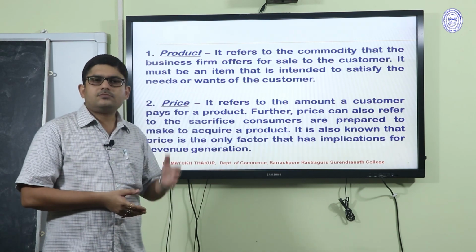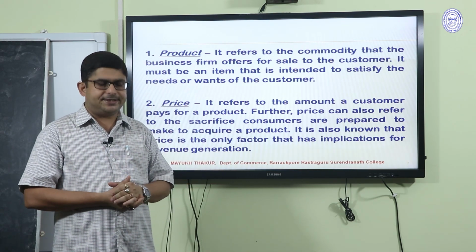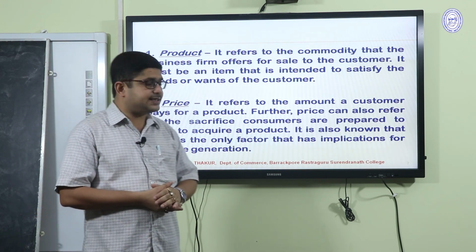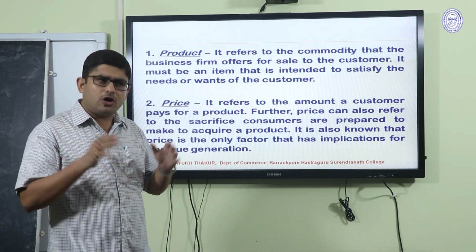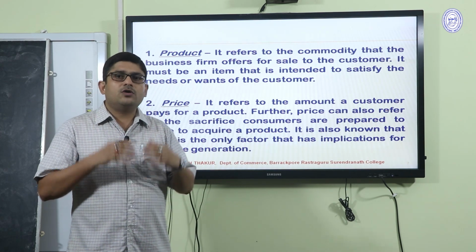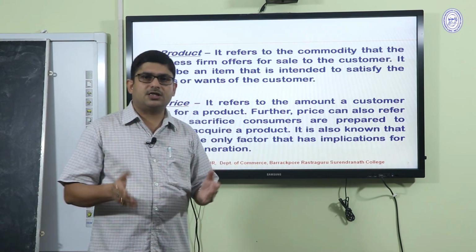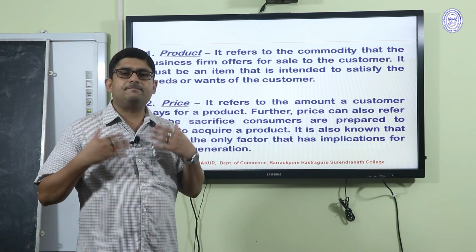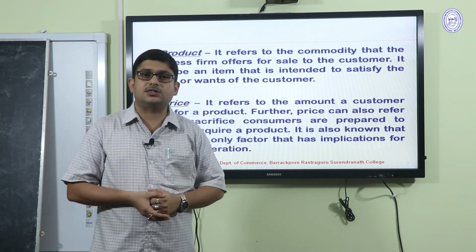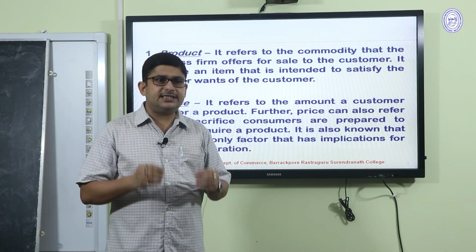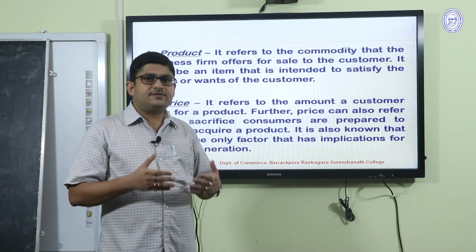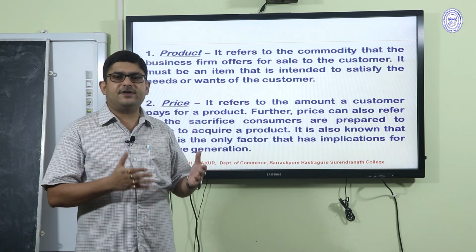By product, the first P of the 4 P's of marketing mix, we mean the commodity that the business firm offers for sale to the customer. Very easy to understand for all of us. It is a particular commodity or thing which is offered in front of the customer by the company for the purpose of purchase and sale. It must be an item that is intended to satisfy the needs and wants of the customer. It is a thing which will fulfill the different wants and needs of the customer.